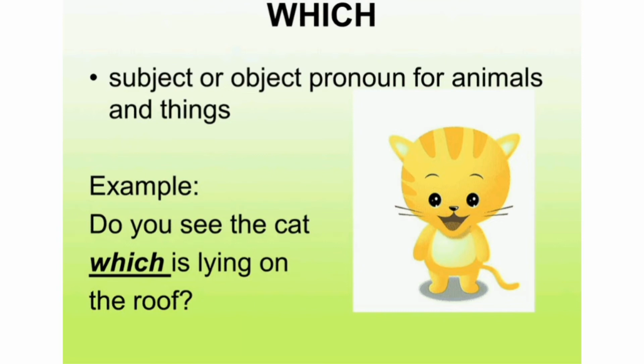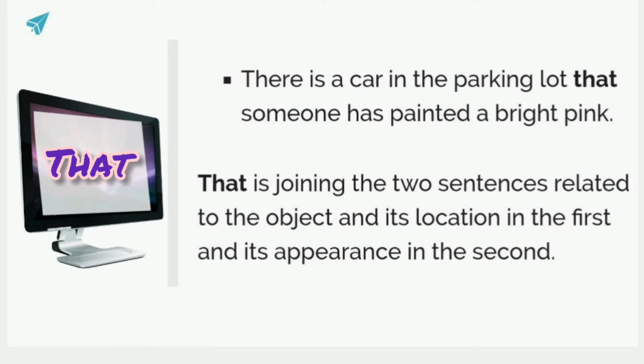Example: do you see the cat which is lying on the roof? Here which represents the cat. The next is that. There is a car in the parking lot that someone has painted a bright pink. That is joining the two sentences related to the object, its location in the first and its appearance in the second.